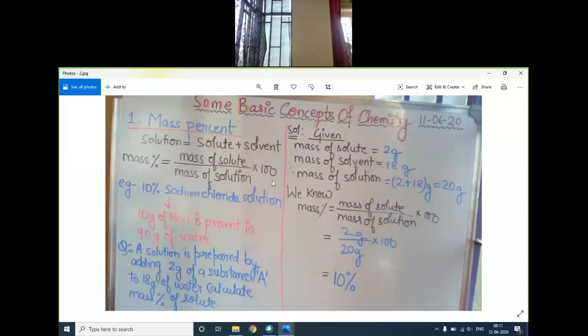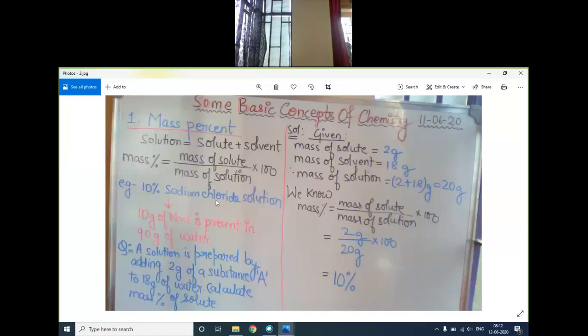If in a question it is given 10% sodium chloride solution, then what does 10% sodium chloride solution mean? 10% means 10 by 100, meaning 10 gram of sodium chloride will be present in 100 gram of solution, or you can say 10 gram of sodium chloride is present in 90 gram of water. Since 10 gram is sodium chloride, the rest will be water. Out of 100, the amount of water will be 100 minus 10, that will come 90 gram.